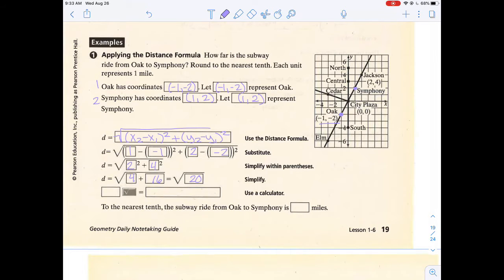And we type the square root of that in a calculator, we get 4.472135, a bunch of numbers, okay? But it said to round to the nearest tenth. So we have to round to the tenths place here. 4.47 rounds up to 4.5 miles. So it's a 4.5 mile ride from Oak to Symphony.